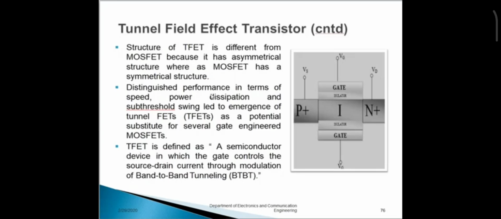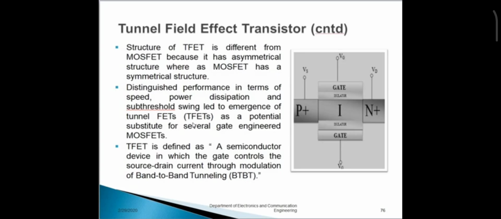The structure of TFET is different from the MOSFET because it has an asymmetrical structure, whereas MOSFET has a symmetrical structure. In case of MOSFET, the source and drain regions have the same material, but in case of TFET, the source has a different material than the drain. Distinct performance in terms of speed, power dissipation, and subthreshold slope led to the emergence of the tunnel FET as a potential substitute for several gate engineered MOSFETs. TFET is defined as a semiconductor device in which the gate controls the source-drain current through modulation of the band-to-band tunneling mechanism.